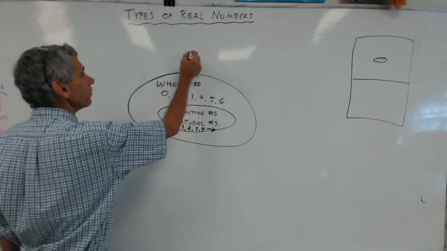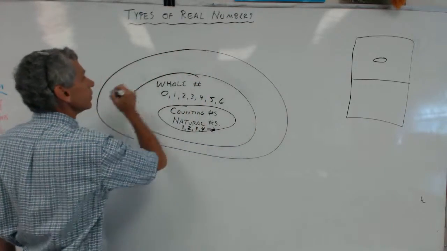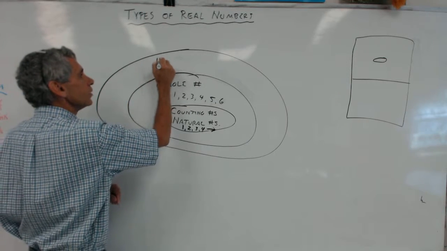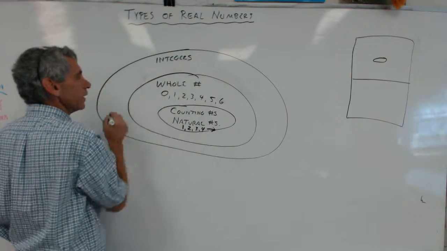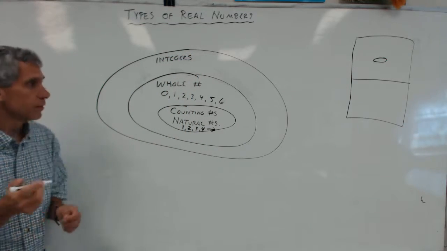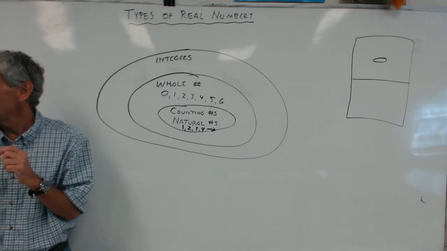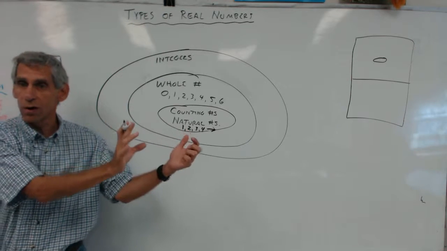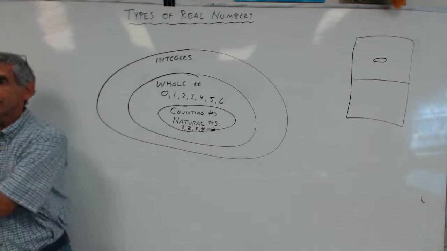So now we have, above that, let's see, what do we have? Integers. And integers are things like this. They're whole numbers, but not only do they include the 0 and the 1, 2, 3, 4, they include negatives. Not fractions, but negatives.